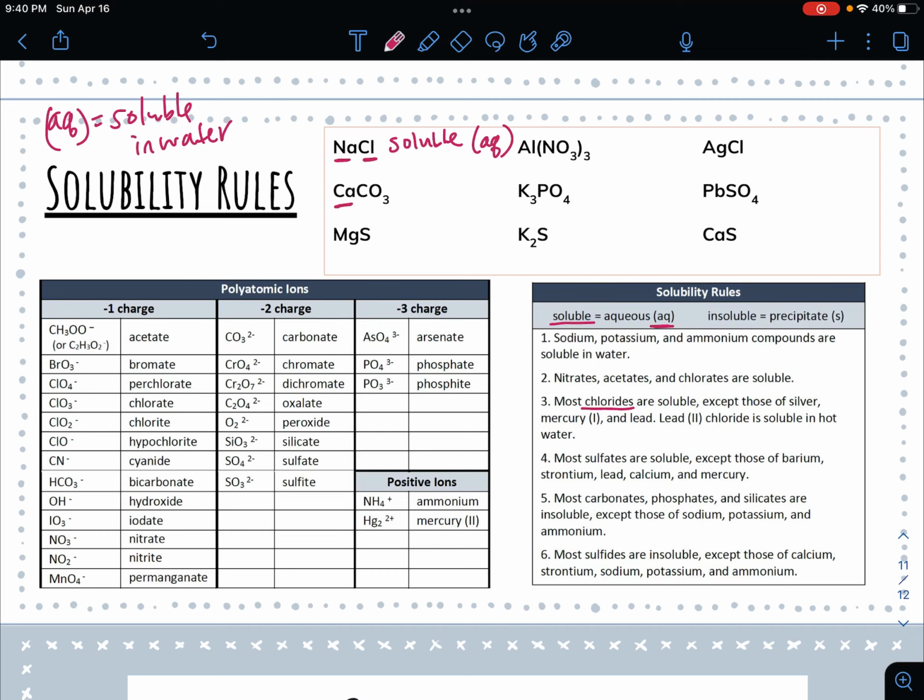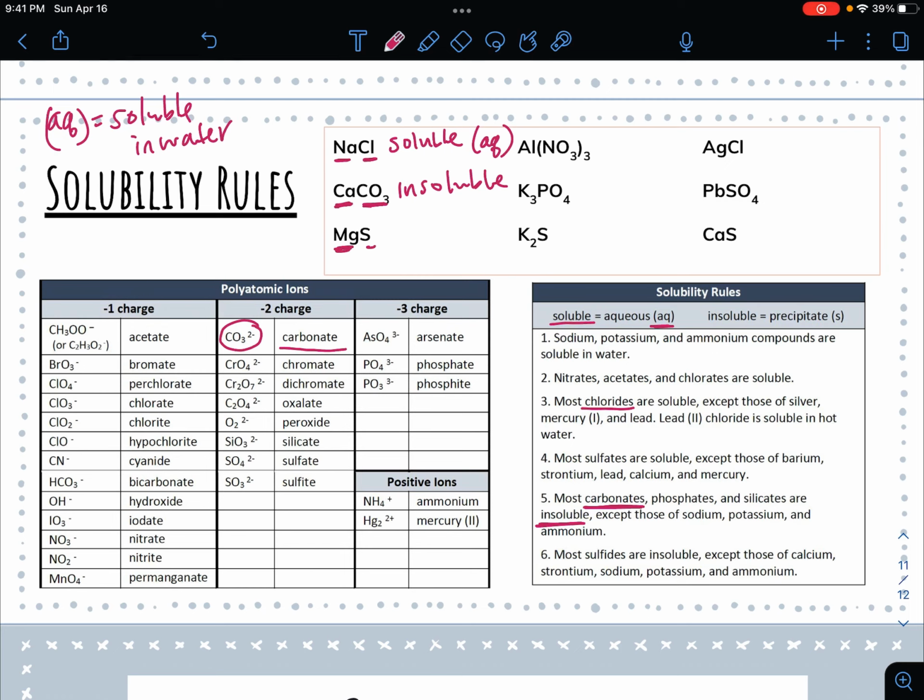Okay, let's look at CaCO3. So calcium and then CO3, that tells me probably a polyatomic. Here's CO3 and it's a carbonate. So I want to find a rule about carbonates. Let's see, rule number 5. Here's a rule about carbonates. It says they are insoluble, but I do have an exception: sodium, potassium, and ammonium. This is calcium though, so that doesn't fall under any of my exceptions. So that means it is insoluble.